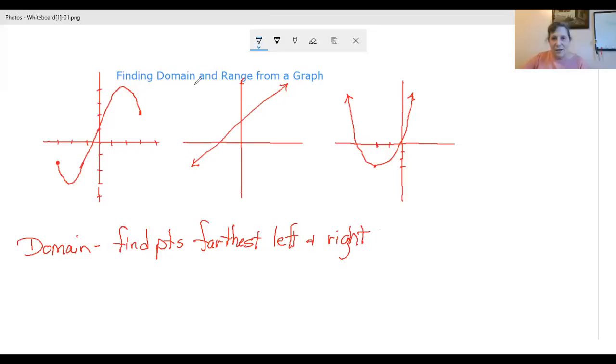So if we look at this first graph, the point farthest to the left is right here, and farthest to the right is right here. Now look at the x values at those points. This is the point -3, -2. This is the point 3, 2.